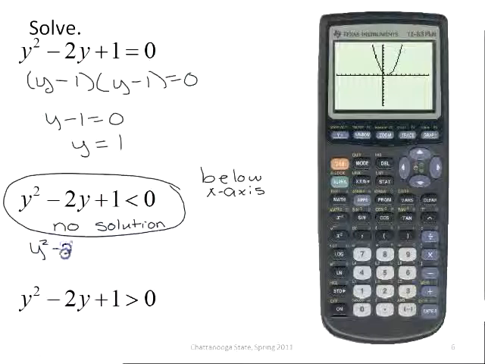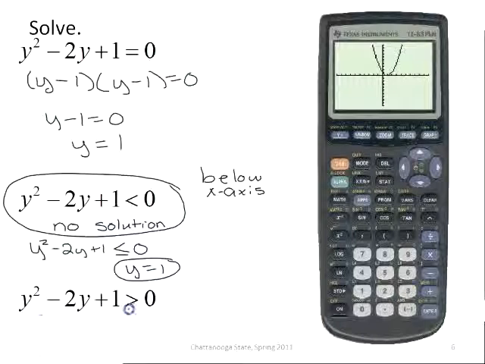Now, if I had y squared minus 2y plus 1 less than or equal to 0, I would have a solution there because equal to 0 is your x-intercept. It's where it touches the x-axis. I would only have one solution, a y value of 1, but I would have a solution to that one.